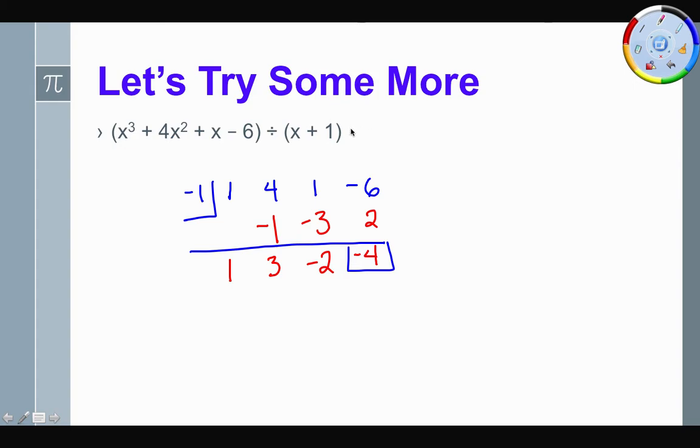So that means the answer to this problem, the first number, because I have 3 of them, is the coefficient to a quadratic. So it's 1x squared plus 3x minus 2 plus -4 over x plus 1.